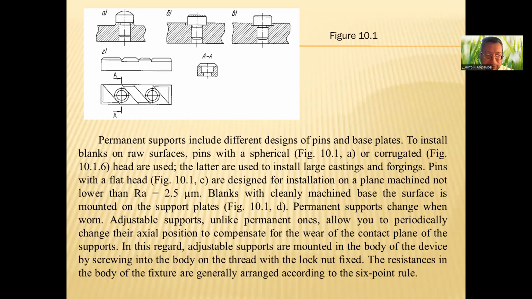Pins with a flat head are designed for installation on a plane machined not lower than Ra 2.5 micrometers. Blanks or pieces with a cleanly machined base surface are mounted on the support plates, like in figure 10.1d. Permanent supports are changed when worn.